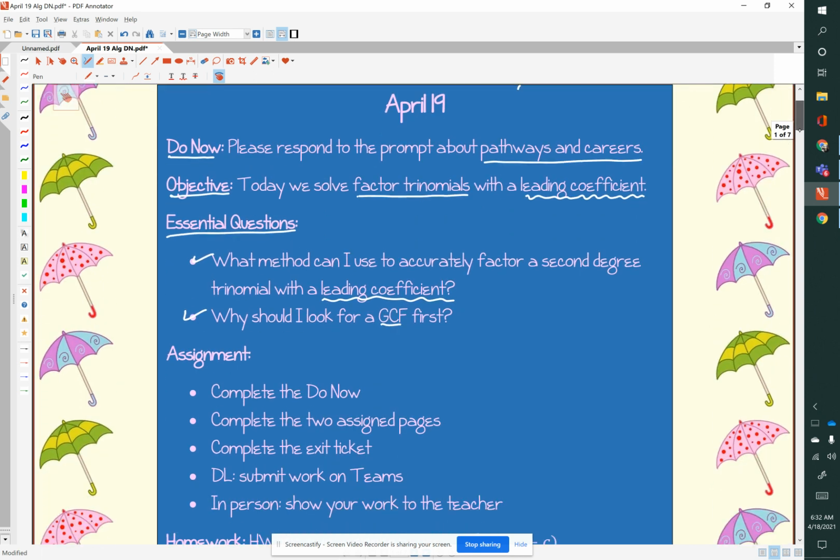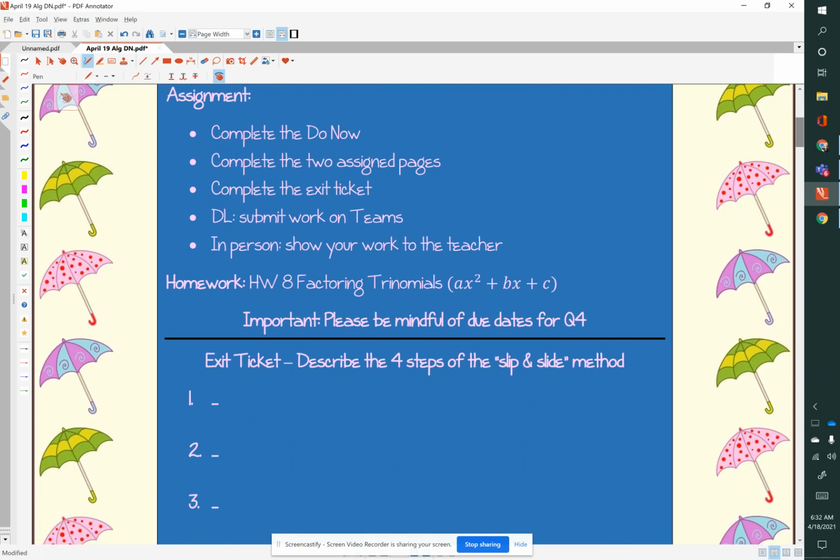So our assignment for today is to complete the Do Now, the 2 assigned pages, and the exit ticket. If you are a distance learner, you'll submit your work under assignments on Teams. If you are in person today, I will walk around and give you credit for your work, and I'll put that into Teams. So we have homework, and you will need this practice. I've said this to you before.